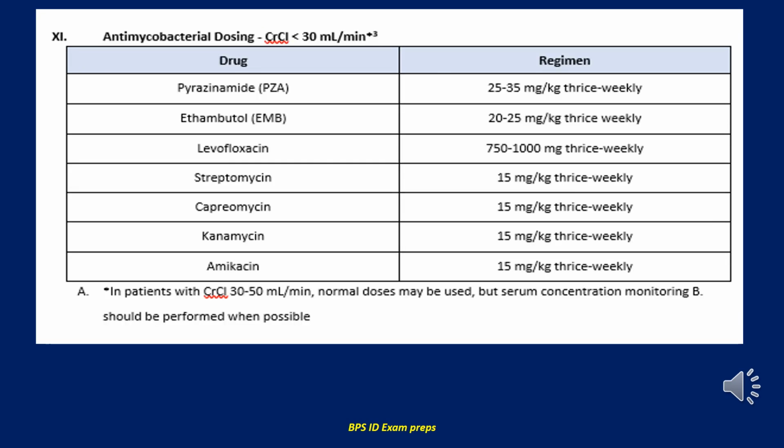Pause the video and scrutinize the table summarizing antimycobacterial dosing for patients with a CrCl less than 30 ml per minute. In patients with CrCl 30 to 50 ml per minute, normal doses may be used, but with serum concentration monitoring. It should be performed when possible.